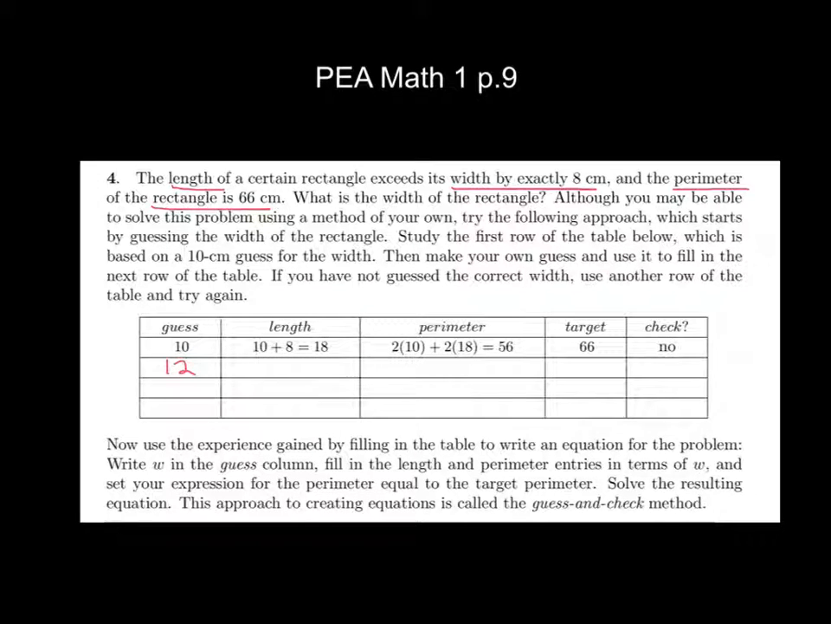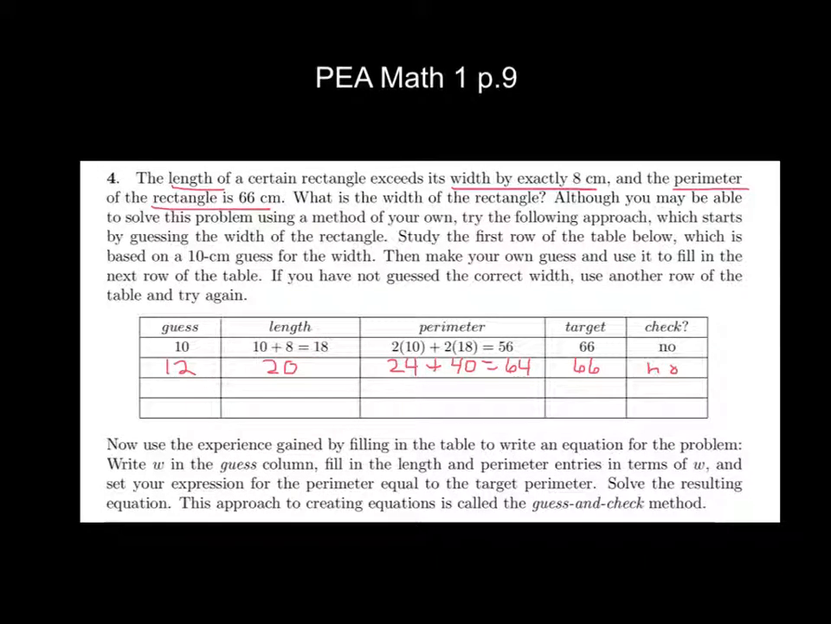You don't have to show all of your work in each one of these if you know what you're doing. It's your guess and check table. So the length is 8 more than its width, so now your length would be 20, which means your perimeter would be 2 times 12, which is 24, plus 2 times 20, which is 40. So your perimeter would be 64. Your target's still 66, so it did not check off.